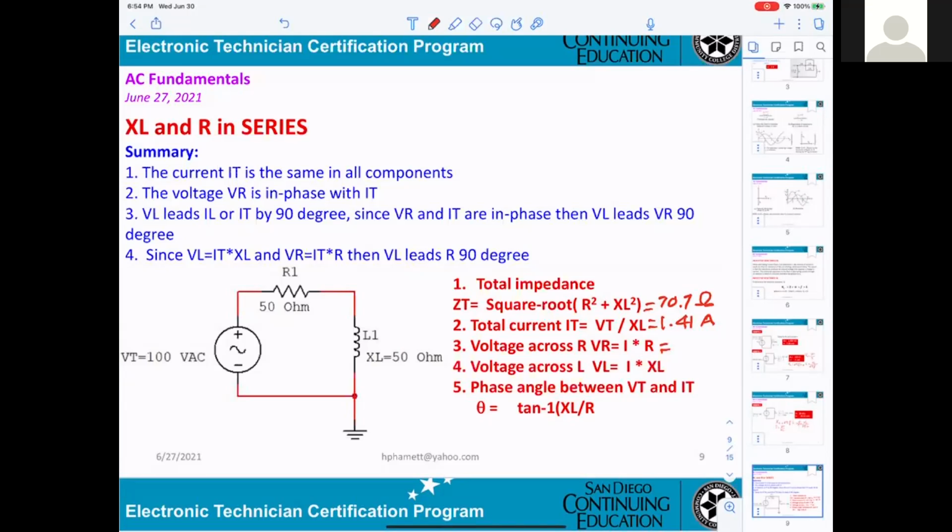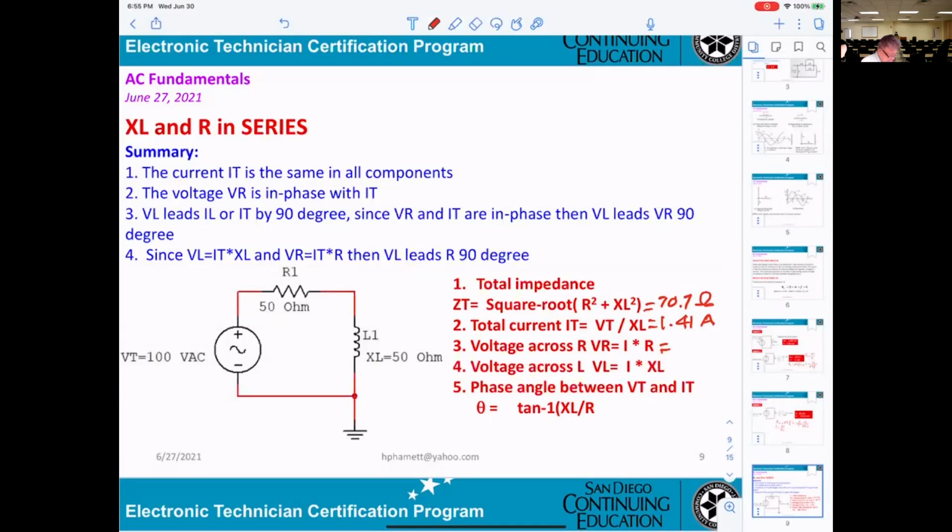Mr. Pham. Yes, sir. Your formula there, IT equals VT divided by XL, I think you mean ZT, right? The total impedance. Yeah. For number two, the total current is the total applied voltage divided by the total impedance. Perfect. Yeah, it should be ZT, not XL. Before, with XL only, the circuitry didn't have a resistor. This one has a resistor in series, so it has to be total impedance.